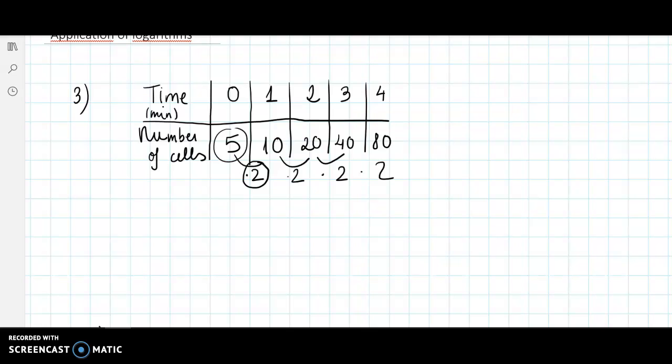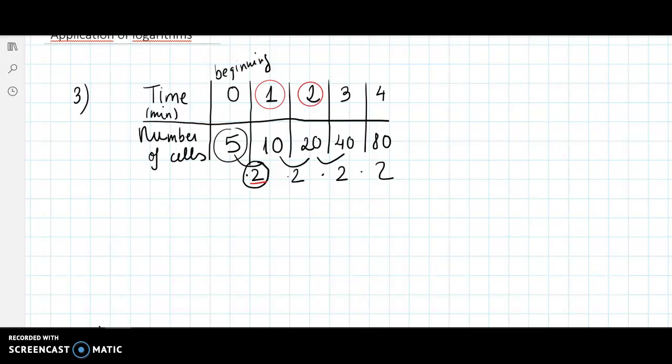So in the time, we write the minute number 0. The number 0 is the beginning. So at the beginning, there are 5 cells. After 1 minute, there are 10 cells because the cells double. Double means we have to multiply by 2 the number of cells.